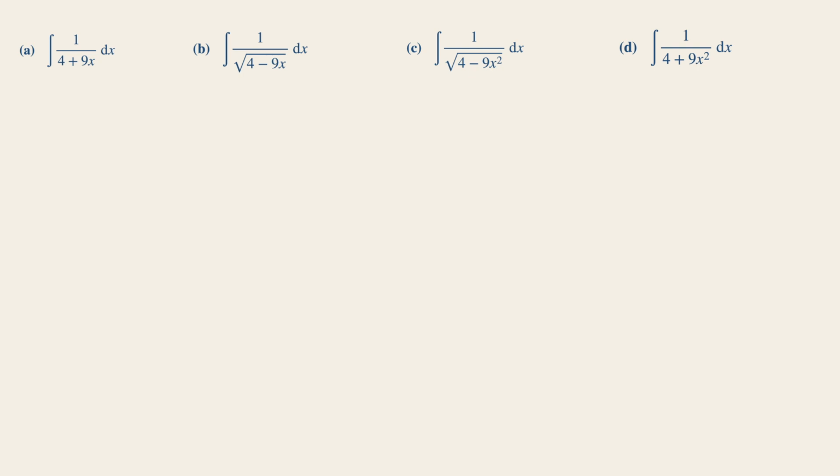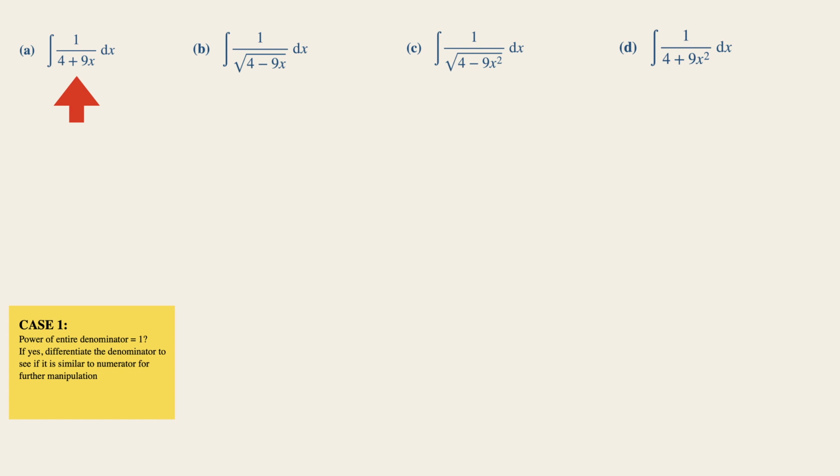Now for the first case, the first thing to do is to look at the denominator. Now ask yourself, does it have a power of 1? Now if it does, differentiate the denominator and check if the derivative is similar or close to the numerator for further manipulation. Now to explain what I mean, differentiating the denominator here gives us 9, which is a constant. And the numerator is also a constant.